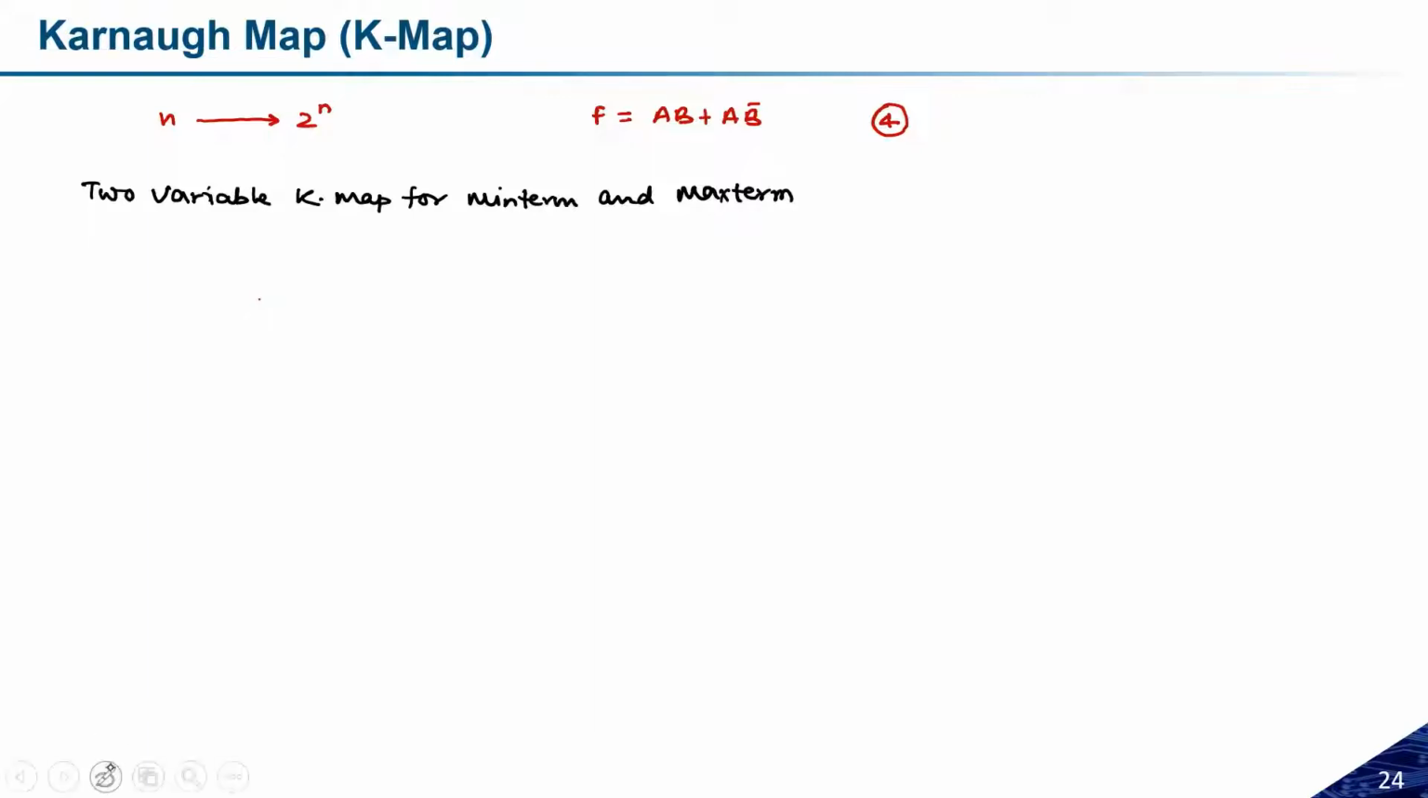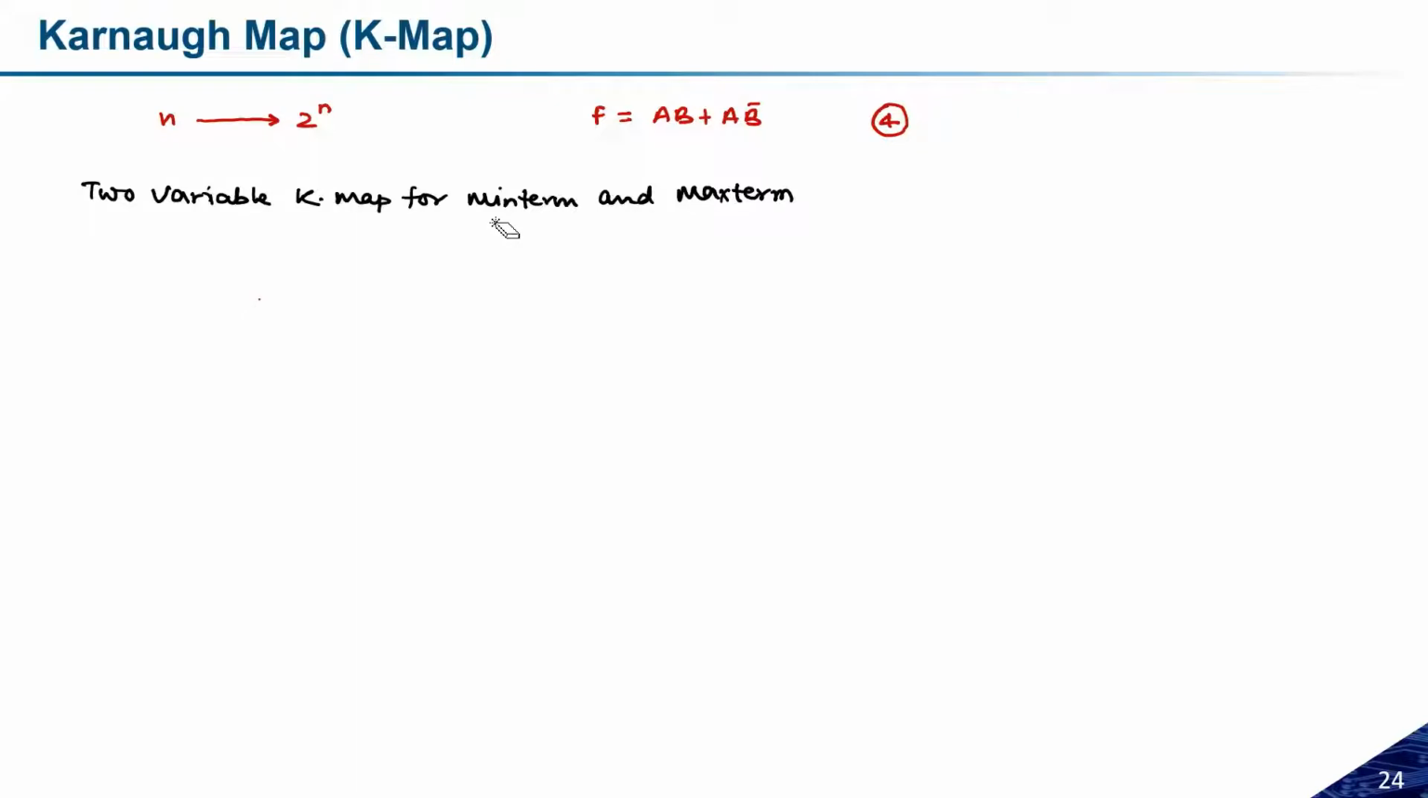Suppose I am talking about the min term representation. Min term representation means the function is written in the form of SOP, sum of products form. Then we call those terms min terms. And if it is in the POS form, then we will call it the max term. This is what you know, so I don't need to explain it again.